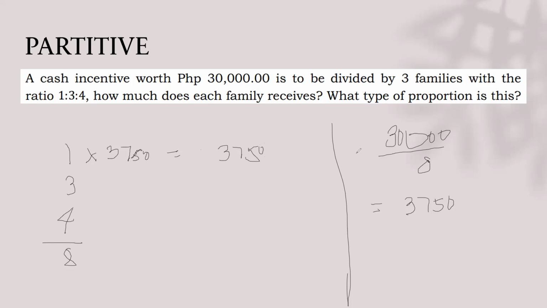Okay. While yung pangalawang pamilya, tatlong bahagi ang mapupunta sa kanya. Kaya 3 times 3,750 will equal to 3,750 times 3. It's 11,250. Ang makukuha niya ay 11,250 pesos.